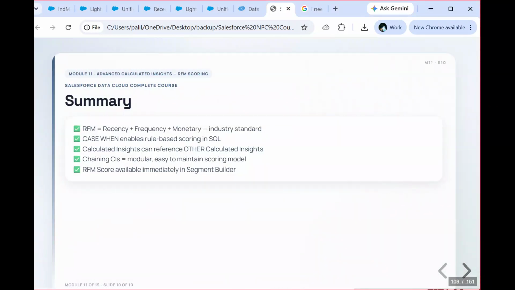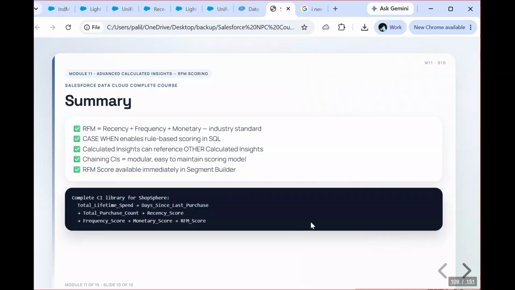So, quick recap. Our calculated insight library is now complete for Shopsphere. 7 insights from simple metrics to a full RFM scoring model. In the next module, segmentation, we are going to use all this intelligence to build targeted customer audiences. The hard work is done.